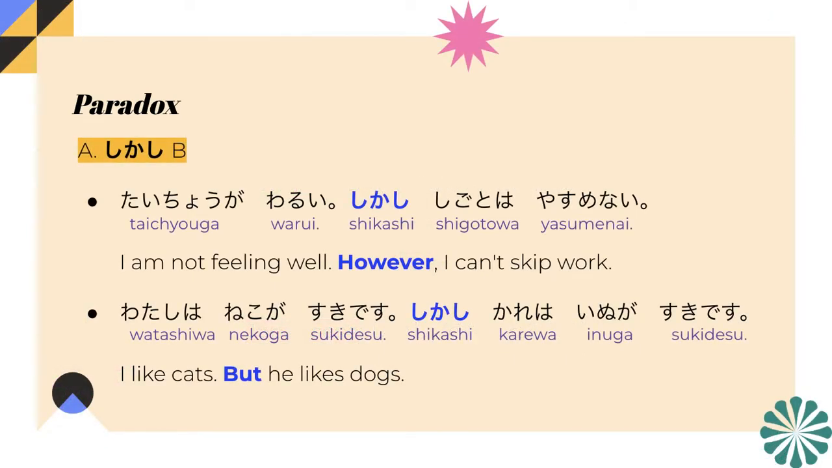So the first paradox word is しかし. This is the formula. You would state the incident A, and you would put しかし B. So in English it will be: A happened, or statement A, however, statement B. Let's practice this with examples.